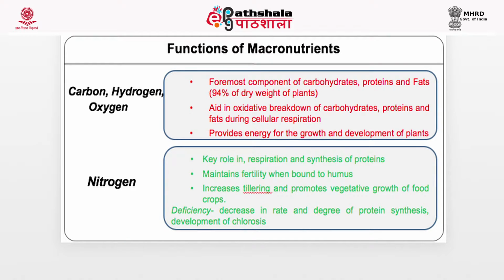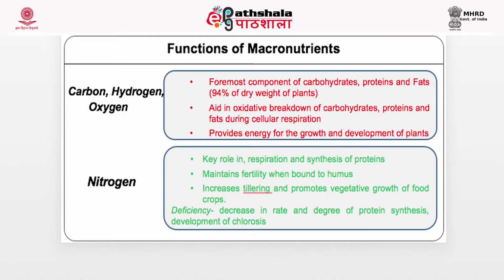As far as their functions are concerned, carbon, hydrogen and oxygen, which are the foremost components of carbohydrates, proteins and fats, make up almost 94% of the dry weight of plants. They aid in the oxidative breakdown of carbohydrates, proteins and fats during cellular respiration. They provide energy for the growth and development of plants.